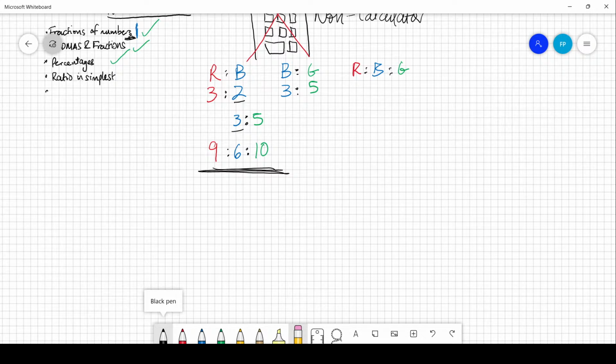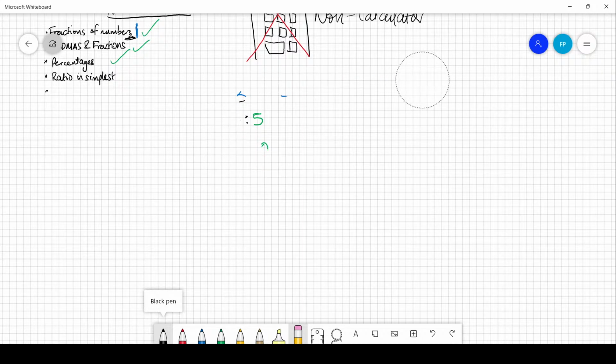So those are some of the topics in both higher and foundation. Now we'll do standard form.